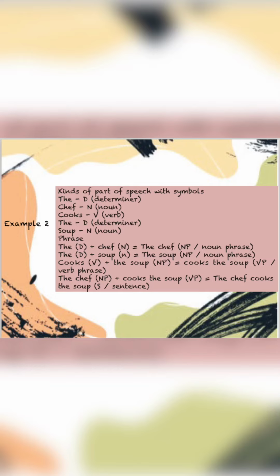Okay, for one more example, here I put the sentence: the chef cooks the shop. So, how is the structure? Okay, for the structure, it is the same as the previous example, and we can change the noun, verb, adverb, conjunction as needed in these sentences.